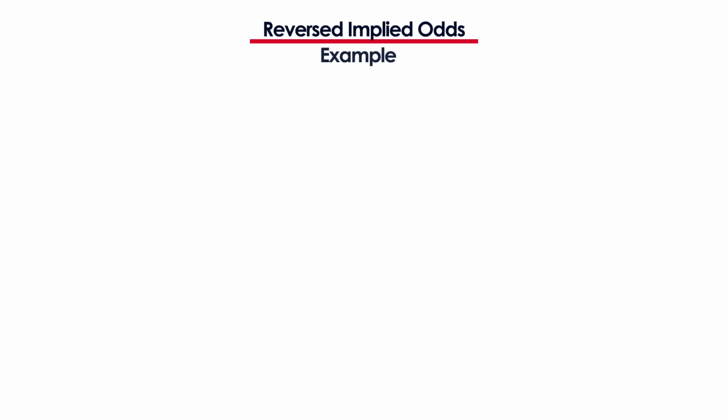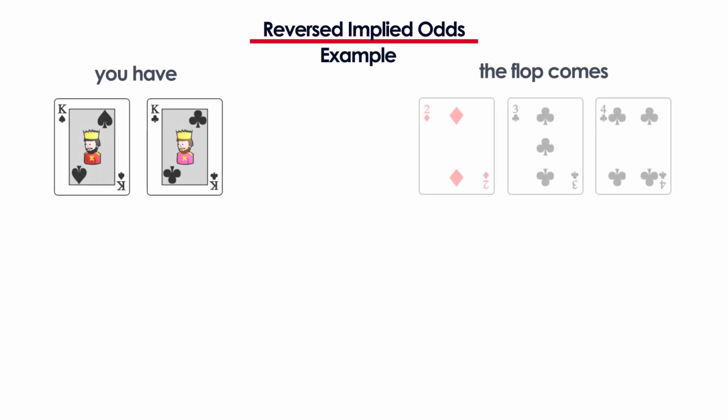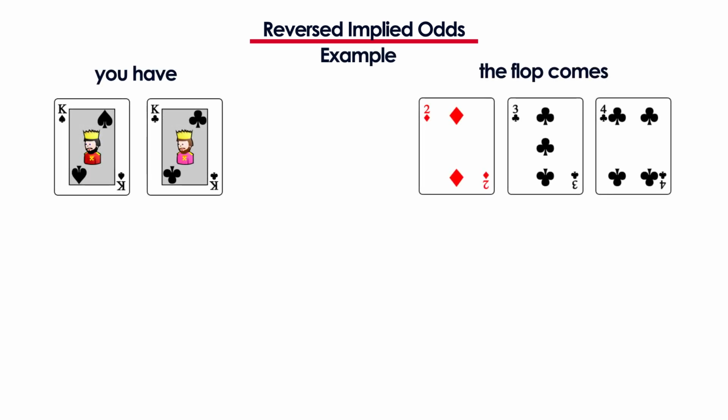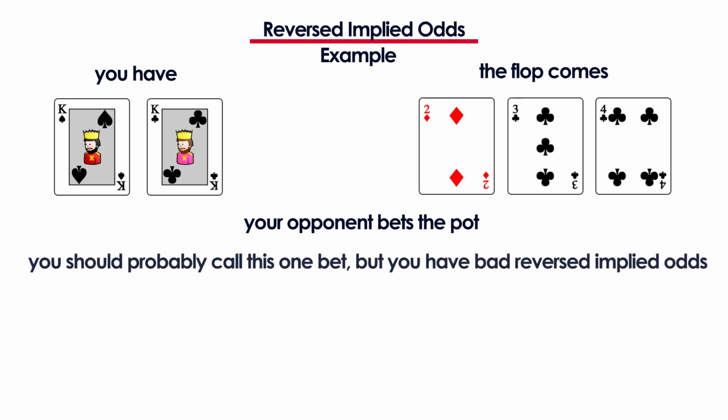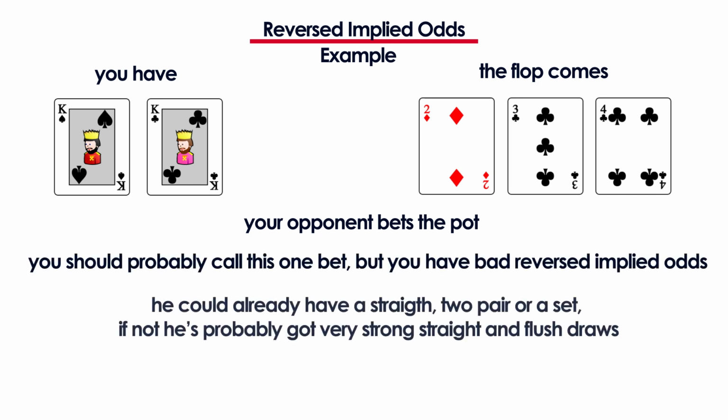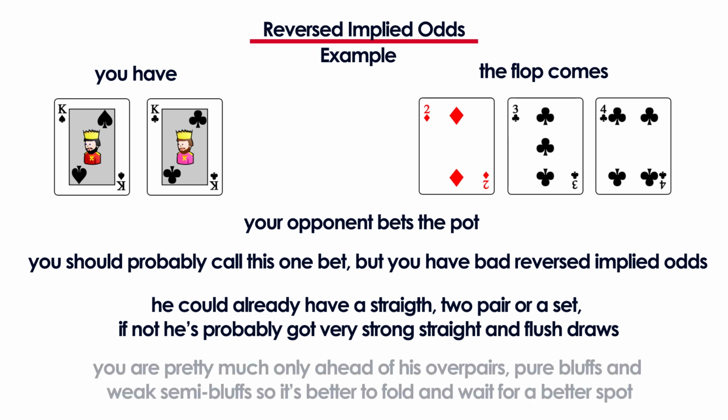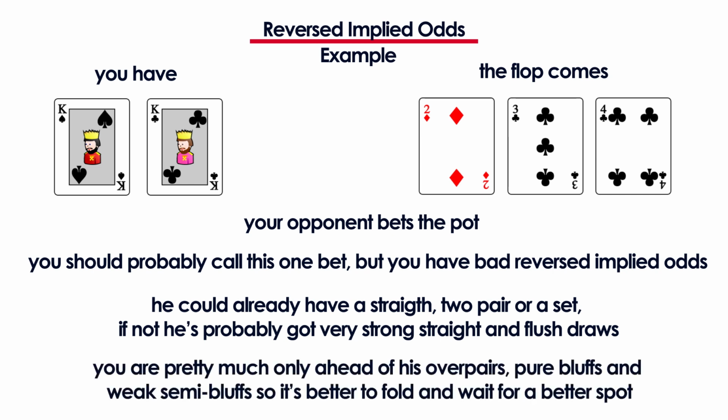Let's look at an example. You have a pair of kings and the flop comes deuce trey 4. Your opponent bets out to you. You should still probably call this one bet, but you definitely have bad reverse implied odds. And if your opponent bets again on the turn, it's better to just throw your kings away and wait for a better spot.